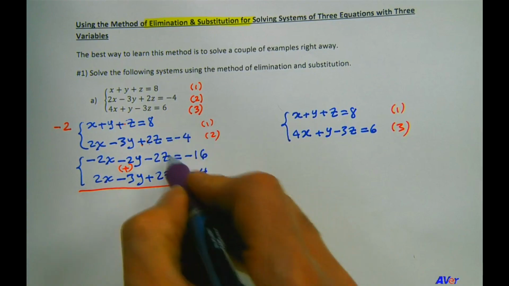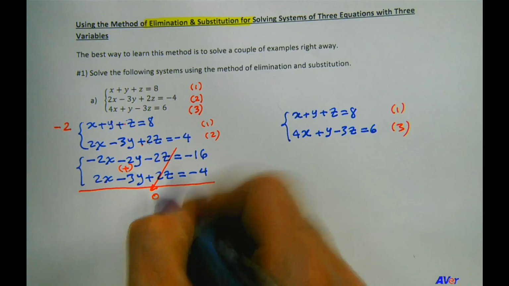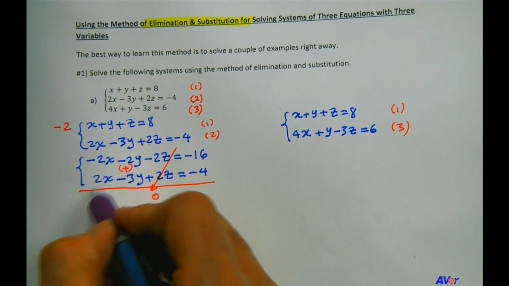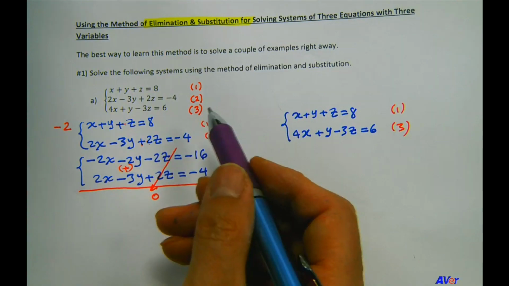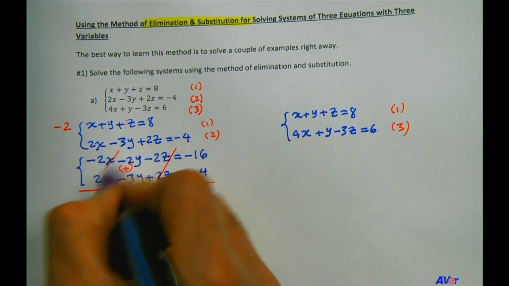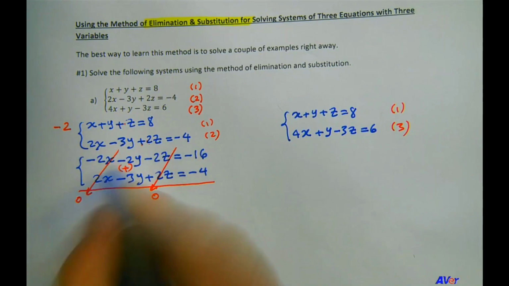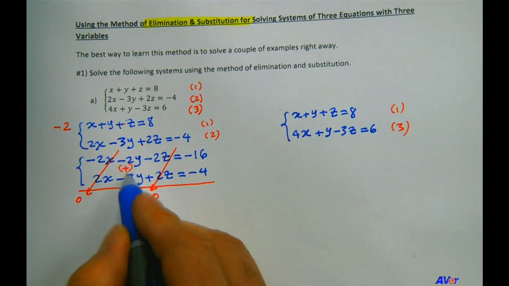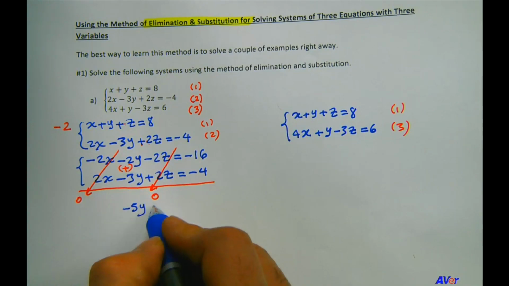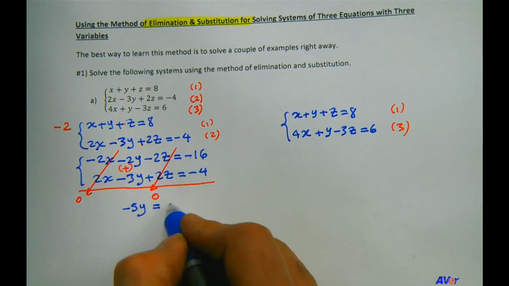As we intended, the z terms add up to 0. But look what happens. At the same time, the x terms add up to 0. We didn't intend that, but it's fine. If it happens, it's fine. So what we're left with is minus 5y, right? Minus 2y plus minus 3y is minus 5y, equals minus 16 plus minus 4, it's minus 20.